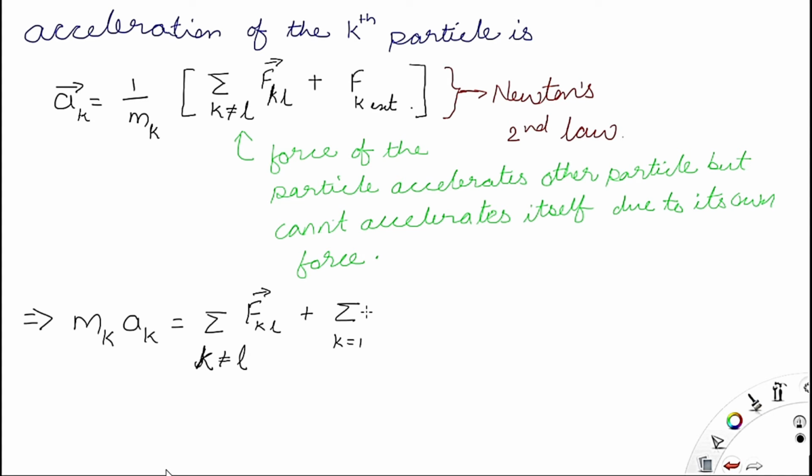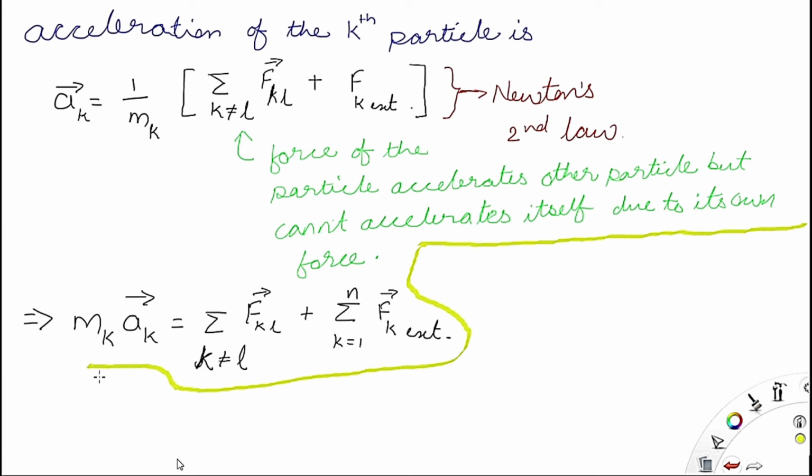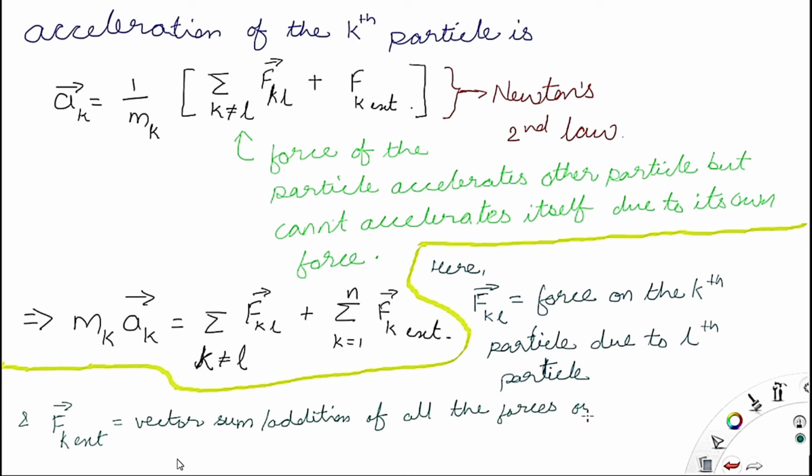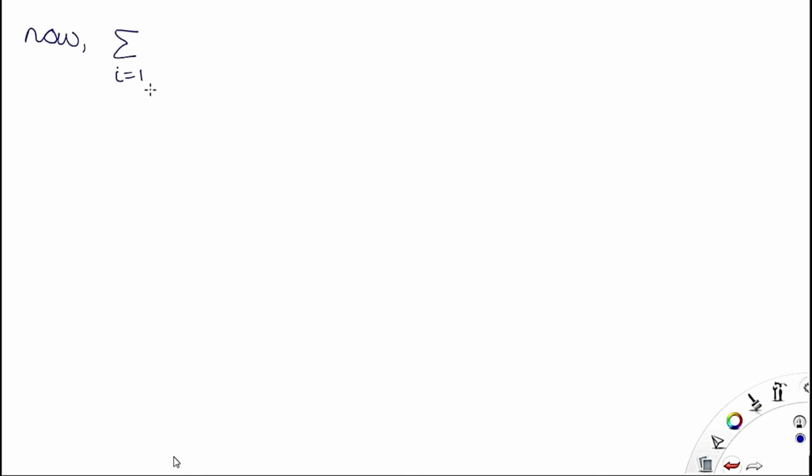So rearranging the formula, we get mk Ak is equal to the summation of FKL plus Fk external. Here FKL is the force on the kth particle due to the lth particle, and Fk external is the vector sum of all external forces acting on the particle. Whatever the particle it is, if it is the kth particle, then all the forces acting on the kth particle, and the summation is over the system.